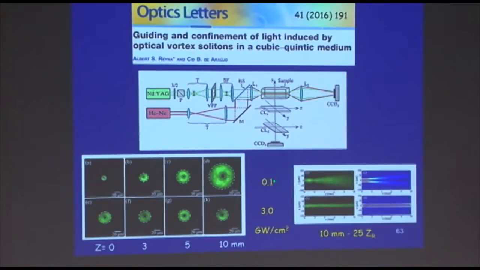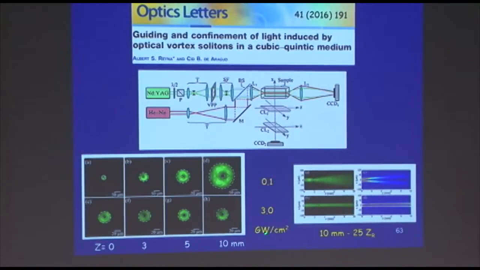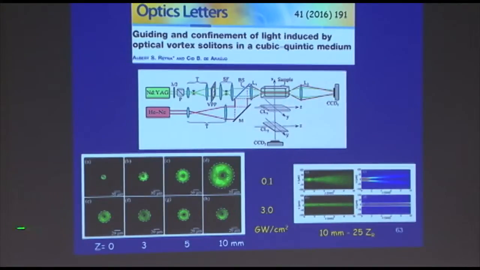The intensity is too small. But for 3 gigawatts per centimeter, you see that there is almost no change in the profile of the beam. So here I have a vortex soliton propagating for a very long distance, 10 millimeters. And then I test the helium-neon inside.